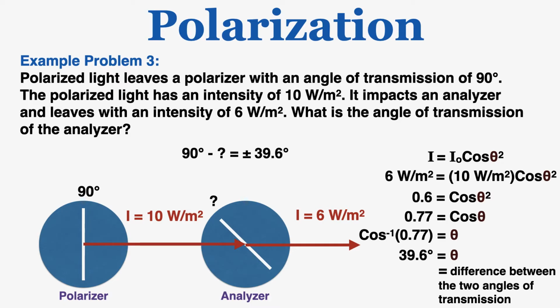So that means that 90 minus the angle of the analyzer is equal to that difference. And that difference could be plus or minus, it's just the difference between them. So it could be either positive or negative 39.6 degrees. It has the same result in Malus's law, so either one is an option. Isolating the missing variable gets me that the angle of transmission of the analyzer is either 129.6 degrees or 50.4 degrees. So that's an important note. The angle in Malus's law is the difference between the two angles of transmission. It's not either one of the angles of transmission, it's the difference between them.